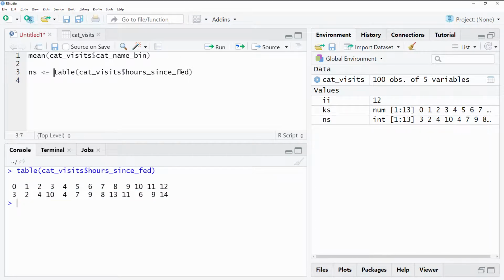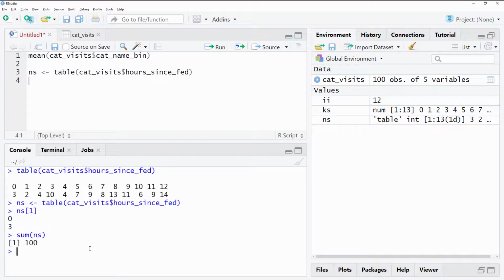So I can do this. I can assign my n's to it. And then if we take a look, we can see that, say, n's 1 is going to be that value of 3. Okay, now we don't actually want the number, right? Because our maximum likelihood estimate was the number scaled by the total number that we had. And so the total number that we had is 100, which we can also see just by going sum on the n's, right? So we have 100 total.